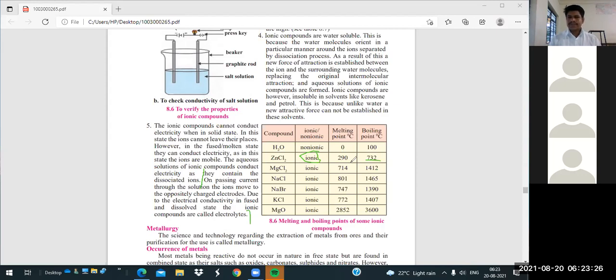1412. Sodium chloride is ionic; its melting point is 801 degrees Celsius and its boiling point is 1465. NaBr, sodium bromide, is ionic, with a melting point of 747 and a boiling point of 1390. KCl, potassium chloride, is also ionic, with 772 and 1407. And magnesium oxide is ionic, with a melting point of 2852 and a boiling point of 3600. You have to remember these.